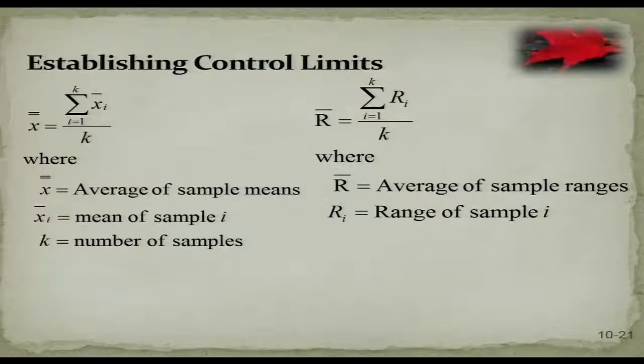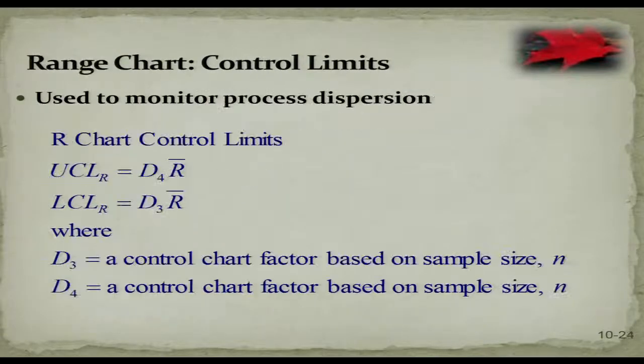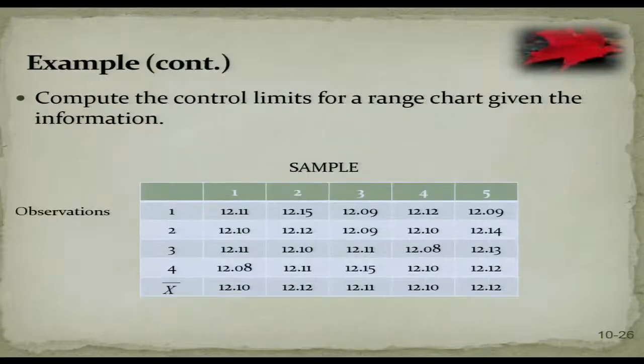R bar equals the summation from i equals 1 to k of Ri, divided by k. What is the value of k for this example? 5, because we have 5 samples, so k equals 5. So you have to calculate the Ri for each sample, R1 until R5, and then take the average. Clear? Any questions?